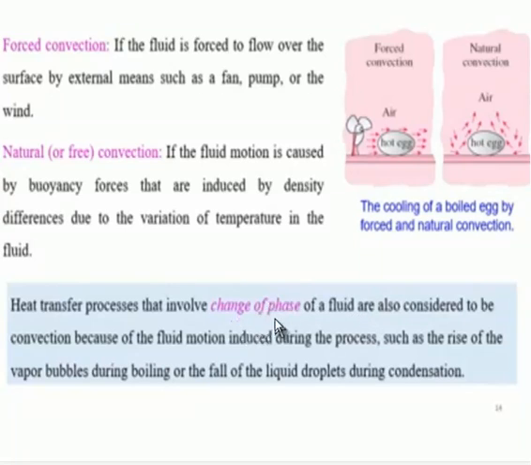What is the change of phase? Liquid to solid, or solid to liquid, or liquid to gaseous, or gaseous to liquid. That we call a change of phase. So if heat transfer takes place, and due to that heat transfer there is a change of phase, whatever the change of phase, such type of heat transfer is also referred to as convection. In that also, the convection mode of heat transfer takes place.